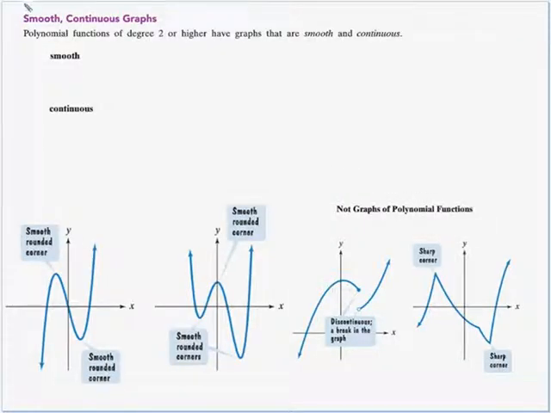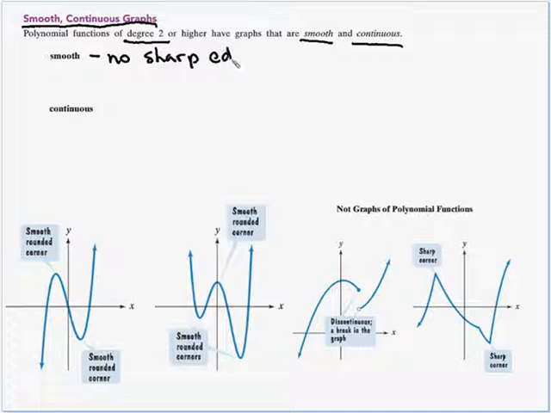Okay, something else about a polynomial, and we can get this right from the graph. If I look at a graph, I can tell if it's the graph of a polynomial or not, because a polynomial function of 2nd degree or higher will have graphs that are smooth and continuous. Smooth just means rounded corners. There are no sharp edges. Smooth, rounded corners.